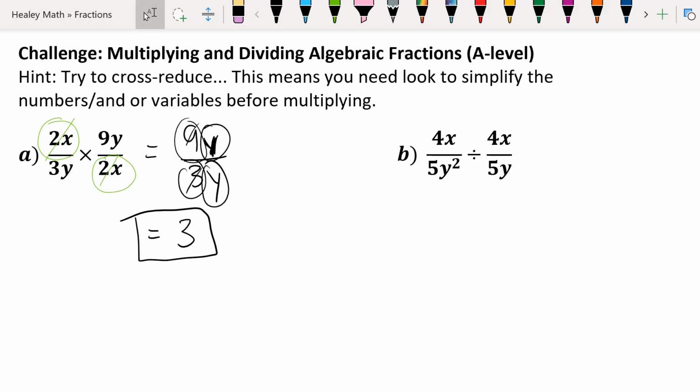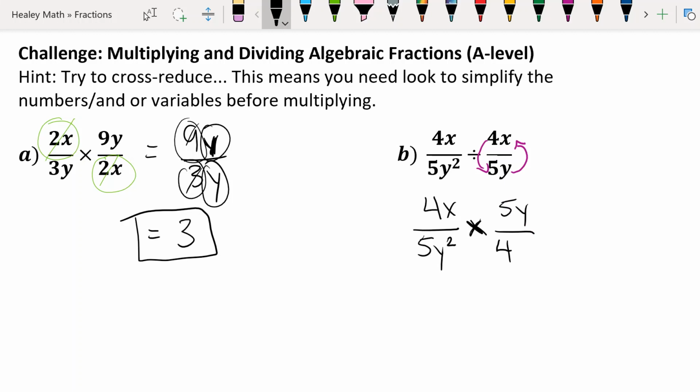Question B becomes a little more complex. Remember, from case number 3, when we are dividing fractions, we need to flip the second fraction. So let's do this. We have 4x over 5y squared, and we multiply after we flip by 4x.